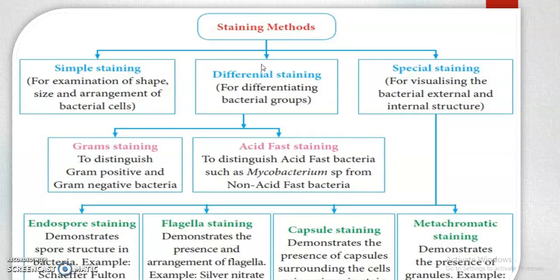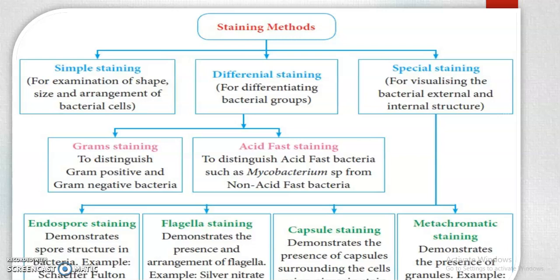Coming to the staining methods, we can see different types of staining methods. They can be categorized into three: simple staining, differential staining, and special staining. Simple staining is mainly for the examination of shape, size and arrangement of bacterial cells. Differential staining is for differentiating bacterial groups. Special staining is used for visualizing bacterial external and internal structures.